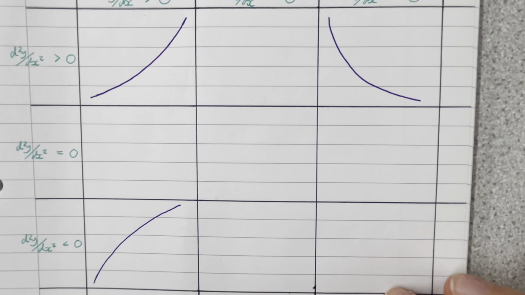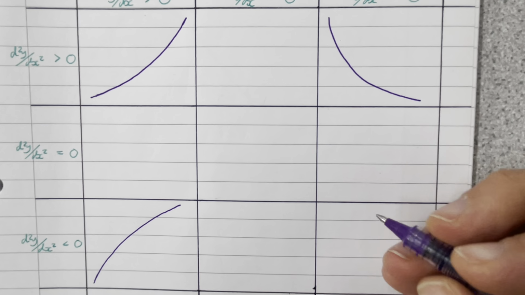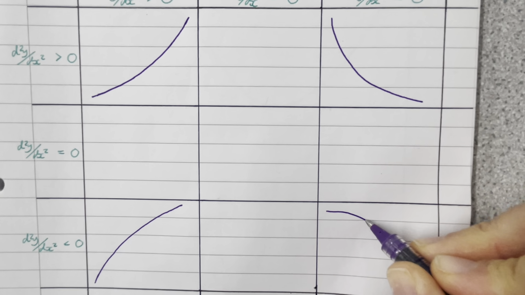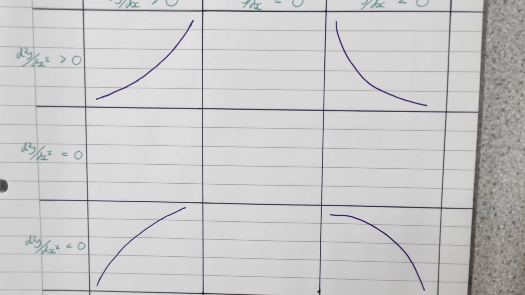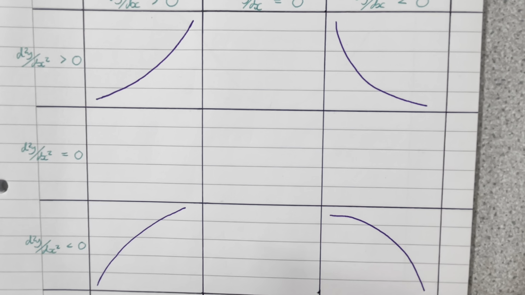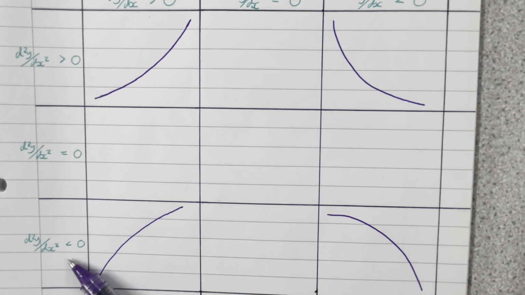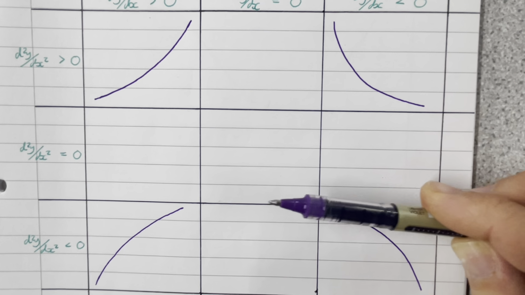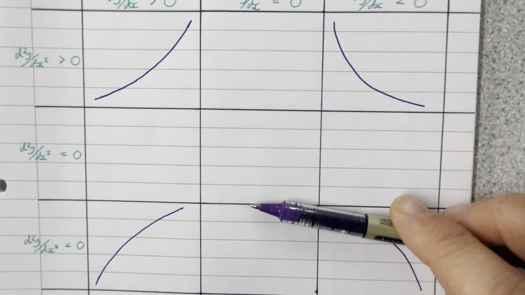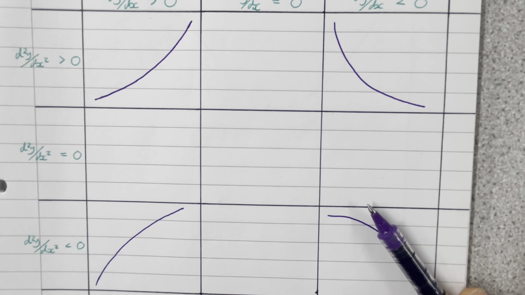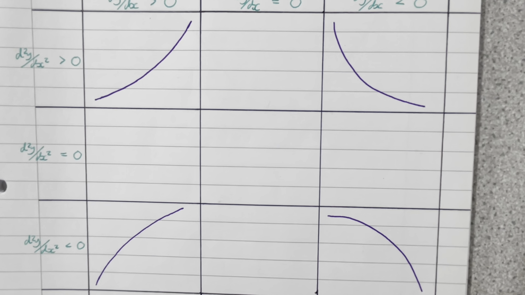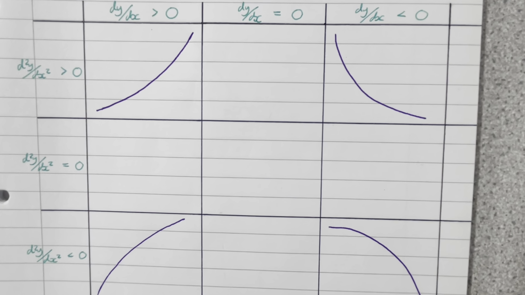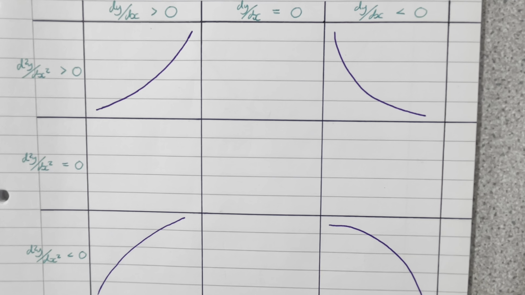And down in this section, we've got a negative gradient and the gradient is decreasing. So we have something that looks like this. Okay, the gradient is negative all the way through, but the gradient is getting more negative as x increases. So the gradient might start at like minus half maybe, and then as you increase x, it's getting more negative. So the gradient is decreasing. Okay, so that's what those four sections look like.